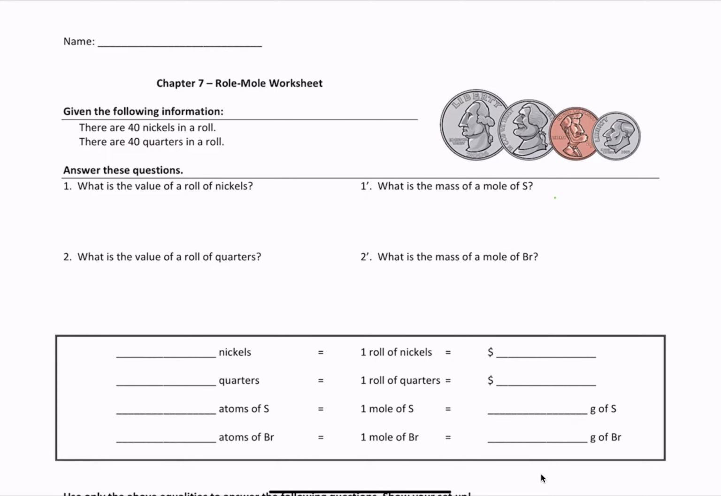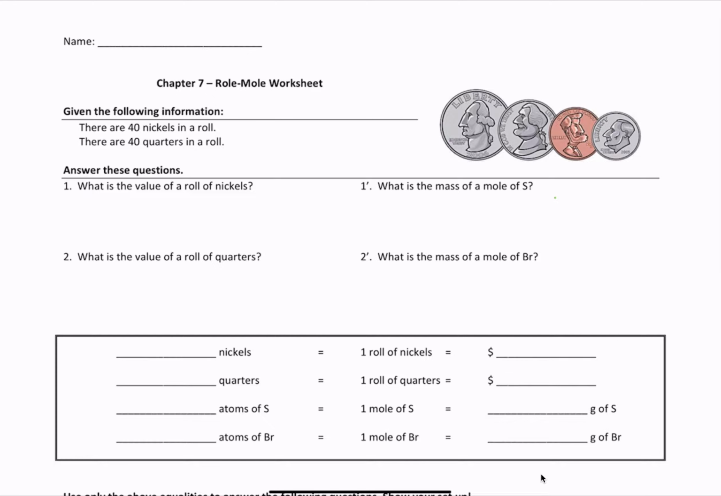This is the first worksheet we will be covering and completing for chapter 7. This worksheet is called the roll mole worksheet. It is designed to be used by answering the problems 1, 2, 1 prime and 2 prime first, and then we will fill in the blanks on the equalities. Okay? So let's start.